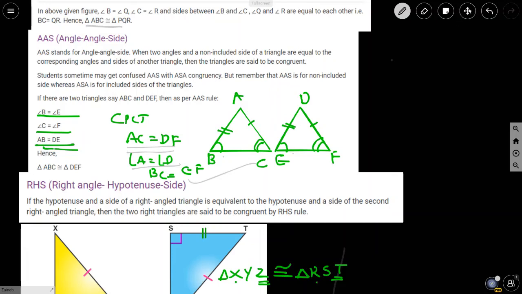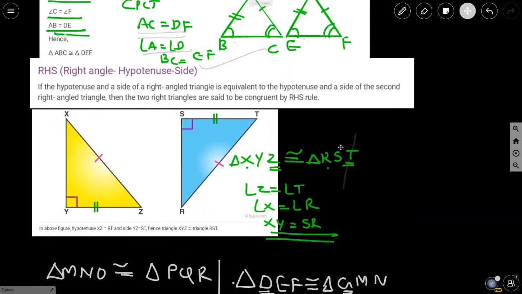Then last criteria, RHS criteria. That is, if right angle and hypotenuse are given, then we will have a chance to get RHS. One more side is there, we are sure it is RHS criteria. Then here S is equal to Y, hypotenuse XZ is equal to TR, and side YZ is equal to ST.